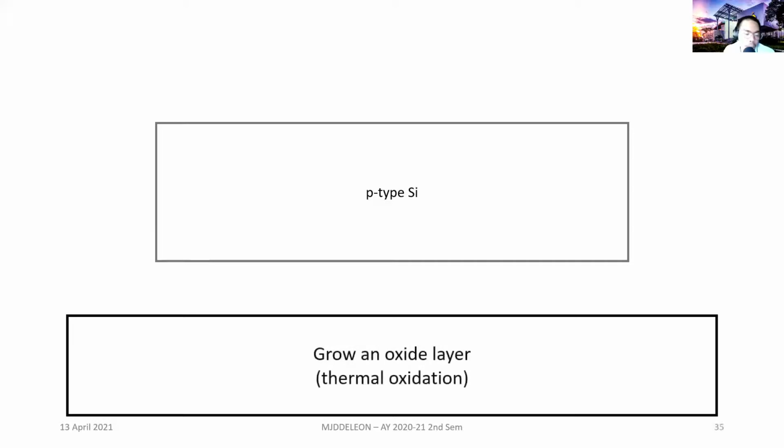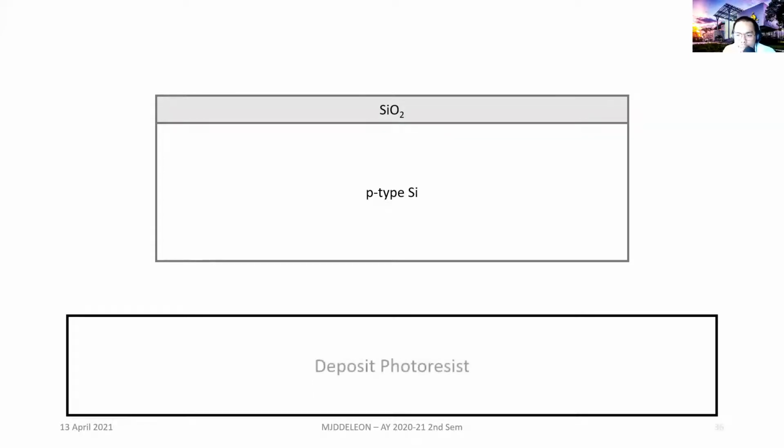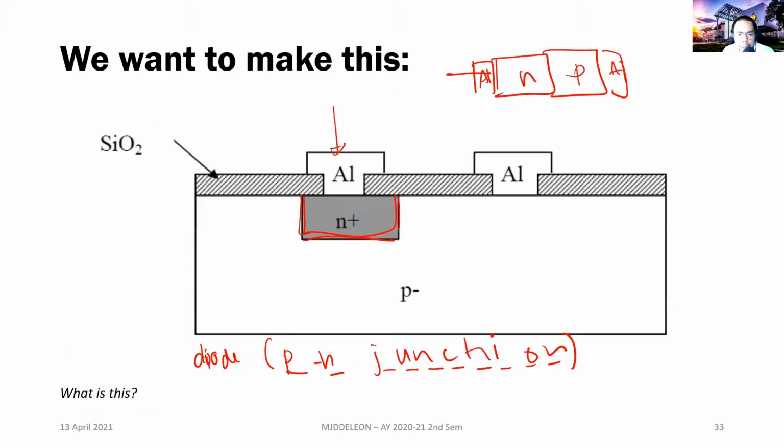Then we grow an oxide layer. You can use thermal oxidation. Boom, oxide layer. Then we deposit our photoresist. Since nakita natin kanina yung silicon oxide natin, meron siyang windows. So we need to etch yung silicon oxide natin to etch those windows. We want to get these windows here. Ito and ito.